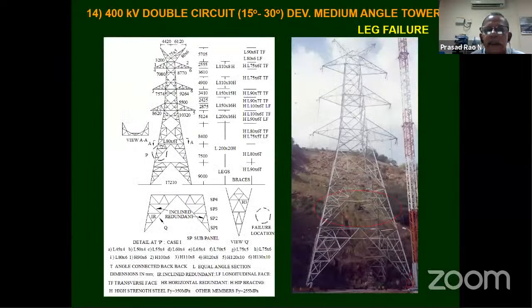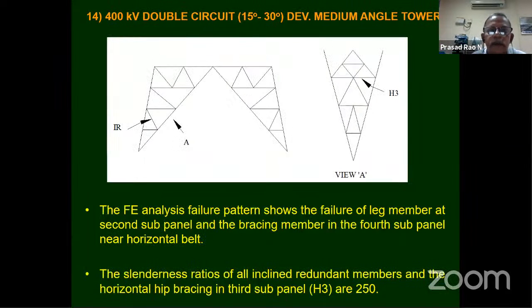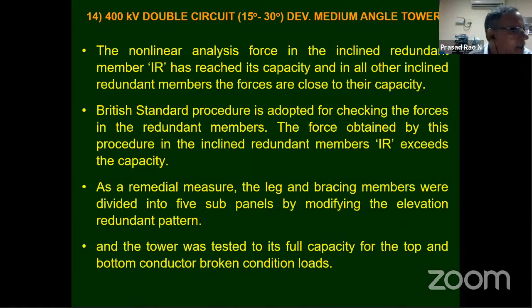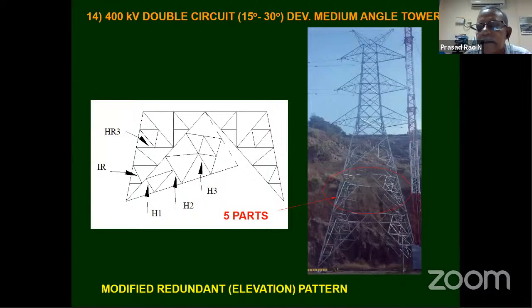Here you can see the secondaries are designed based on the 250 L/R limitation. And if time is there, I will show some more. Otherwise, I will close with this.